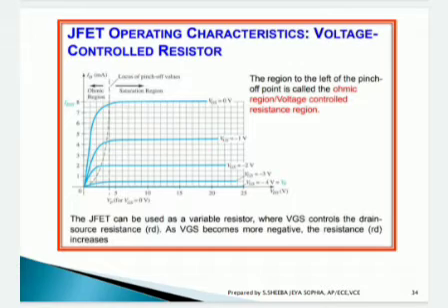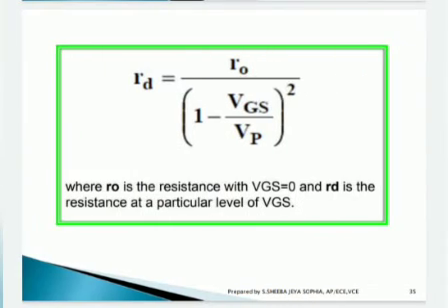The JFET can be used as a variable resistor where VGS controls the drain source resistance RD. As VGS becomes more negative, the resistance RD also increases. So from this we are deriving the formula RD is equal to R0 divided by (1 minus VGS divided by Vp) the whole square, where R0 is the resistance when VGS is equal to 0 volt and RD is the resistance at a particular level of VGS.